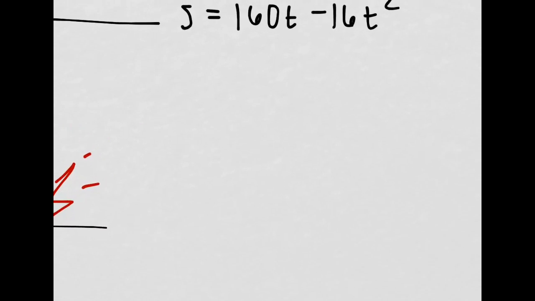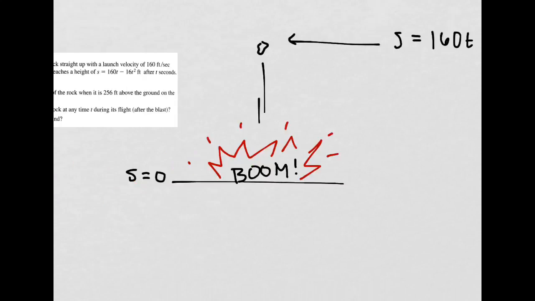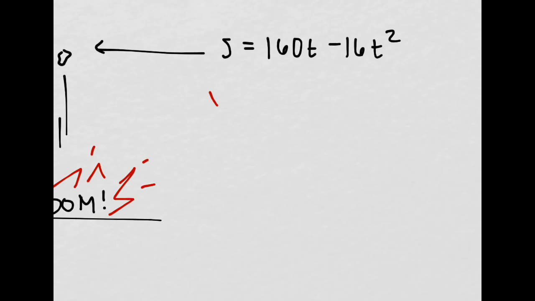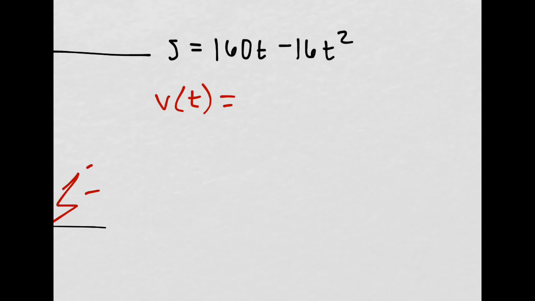So I'm answering, how high does the rock go? I'm going to take the derivative. So v of t is going to be d/dt of all this. I take the derivative, and I just get 160, and then minus 32t. I take the exponent down, multiply it, and then subtract 1 from the exponent.